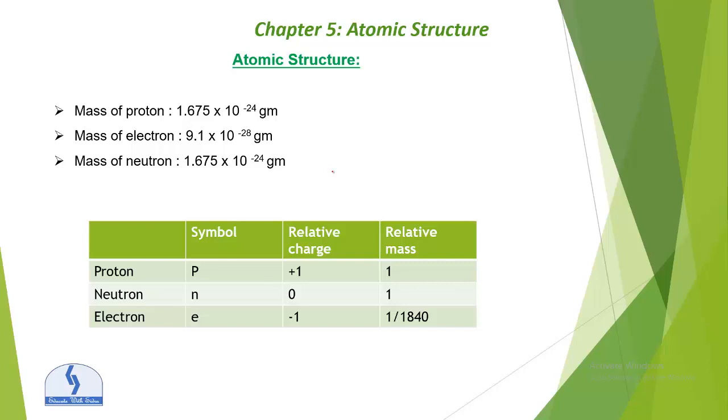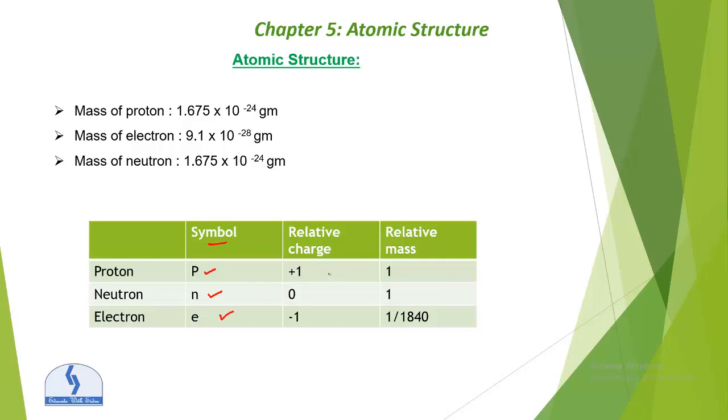Now we are discussing the details of proton, neutron and electron. What is the symbol of proton? Just look at the chart. Proton has the symbol P. Neutron has the symbol small n. And electron has the symbol E.